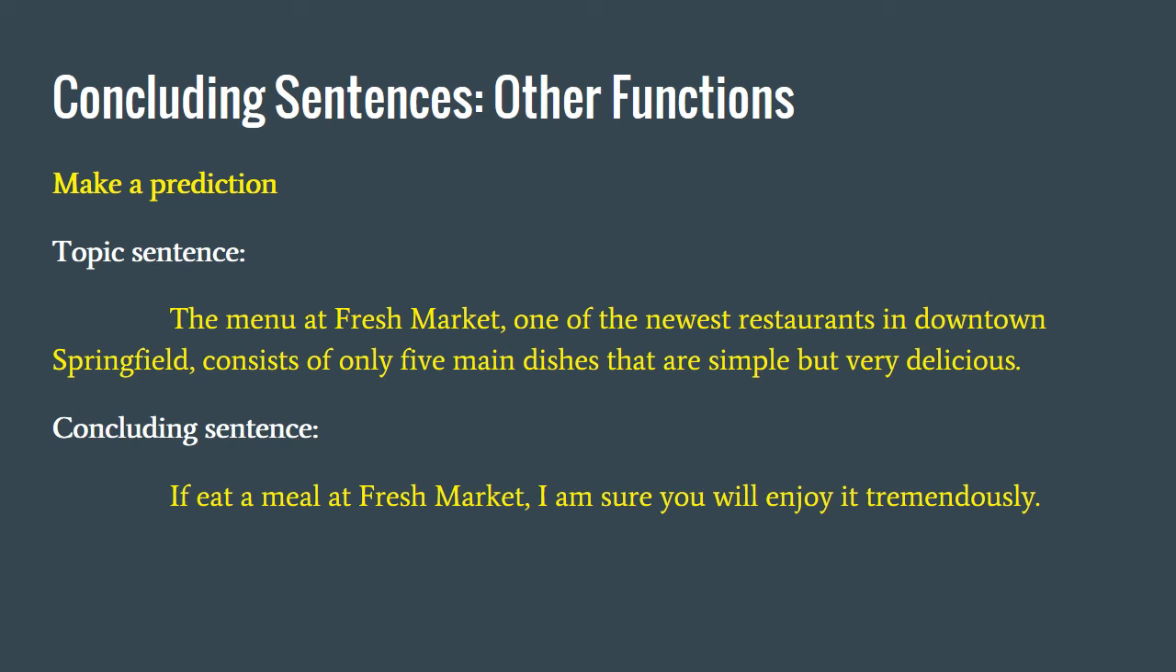Okay, so let's make a prediction. Oh, I think I made a mistake here. But if you eat a meal at Fresh Market, I am sure you will enjoy it tremendously. So here the writer predicts that the reader will enjoy this restaurant. And that's the prediction. In the example above, the topic sentence informs us that the menu at Fresh Market only has 5 dishes and they're very delicious. And the concluding sentence makes a prediction that you will enjoy this place very much if you eat there.